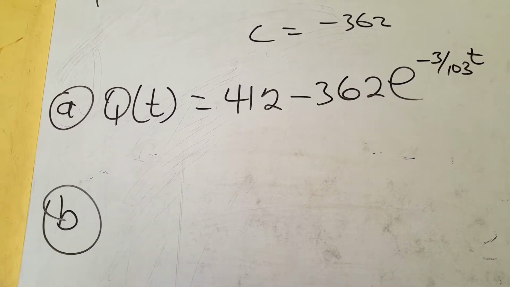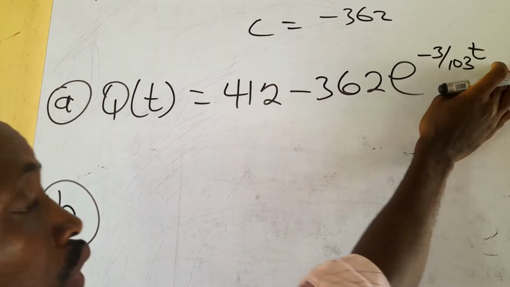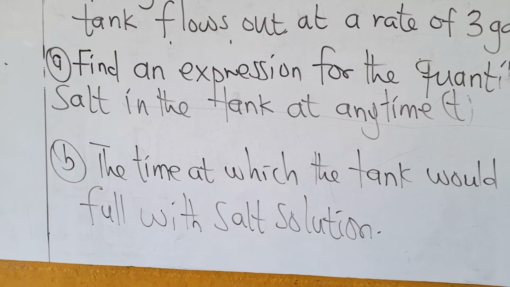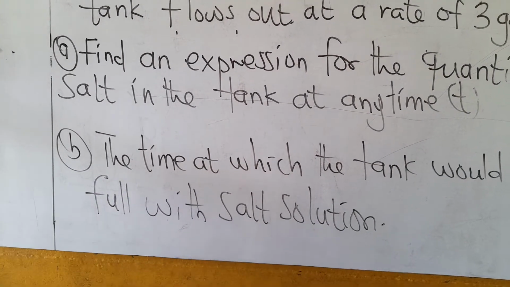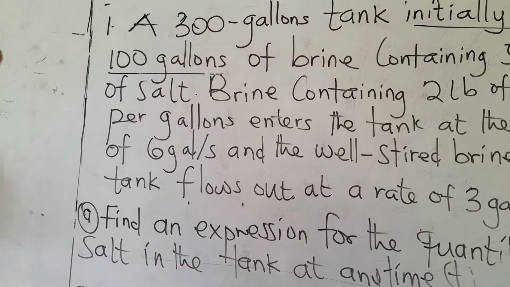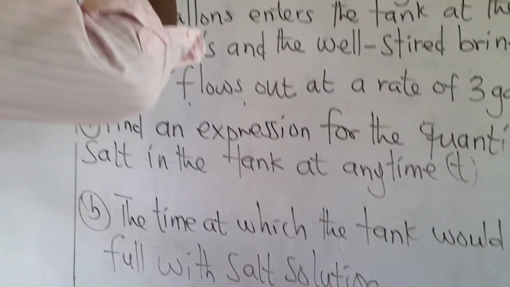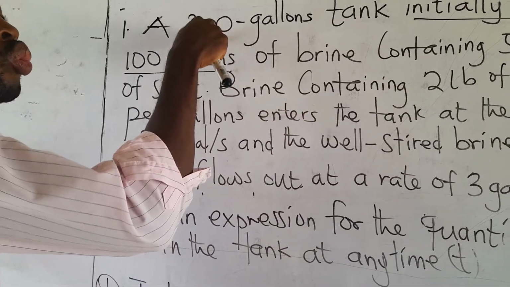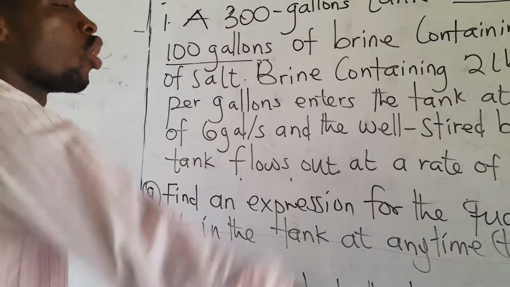The next is to find the B. So given any quantity of salt, we can find the time, and given the time, we can find the quantity of salt in the solution. The second part is the time at which the tank will be full with salt solution. Remember, the tank is of volume 300 gallons. At what time will the tank be full with a salt solution of 300 gallons? That's what they're asking. So when Q is equal to 300, what is T?